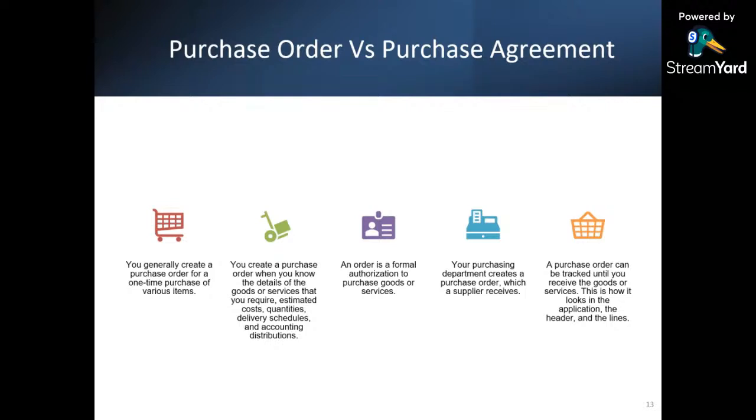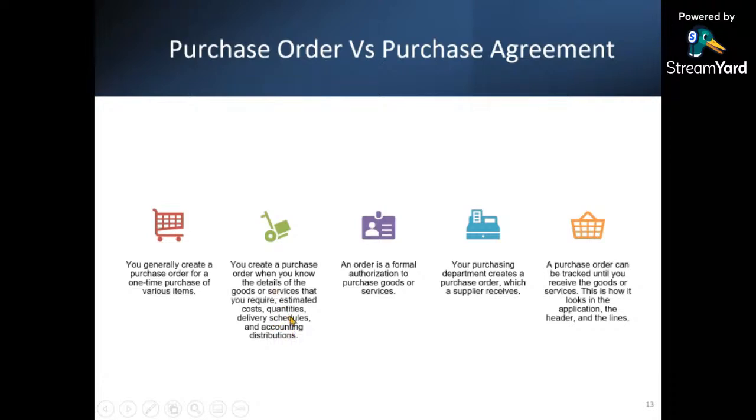There is some meeting going to happen in our organization, so we need some material, like we are going to order some decoration material, or we need some kind of a service from a specific vendor for a week or so, and we will be creating a purchase order to the particular supplier. You create a purchase order when you know the details of the goods or service that you require: estimated cost, quantity, delivery schedule, and accounting distribution.